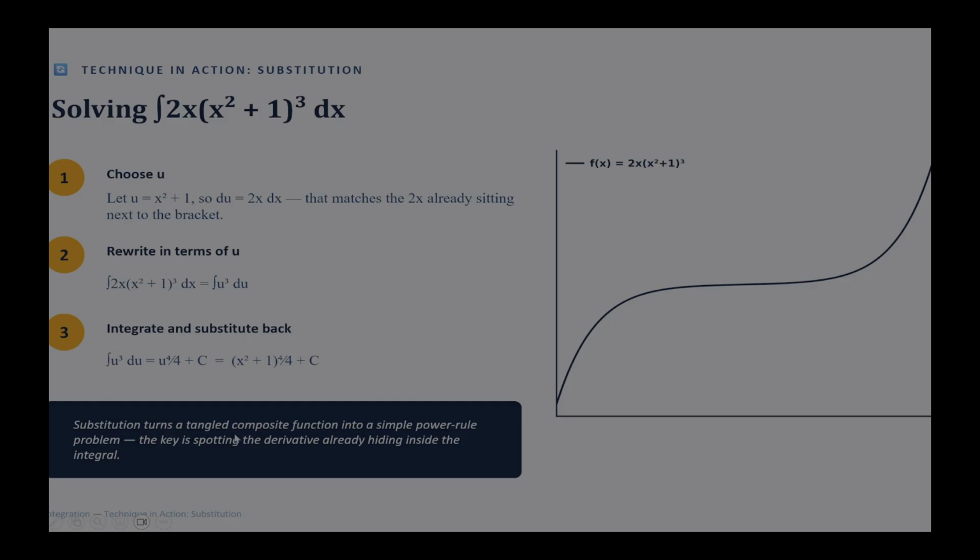So substitution turns a tangled composite function into a simple power rule problem. The key is spotting the derivative already hiding inside the integral. All right, that's the trick. So we have to remember this: substitution is how you end up here.